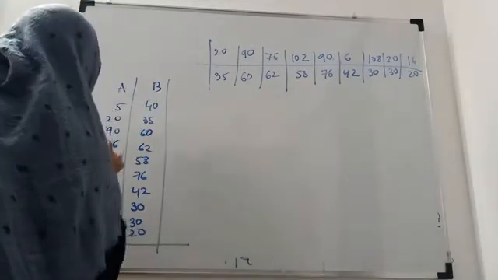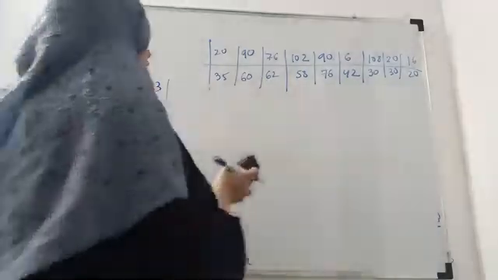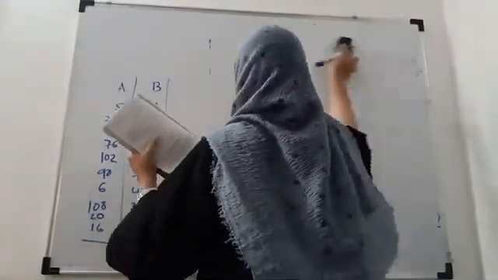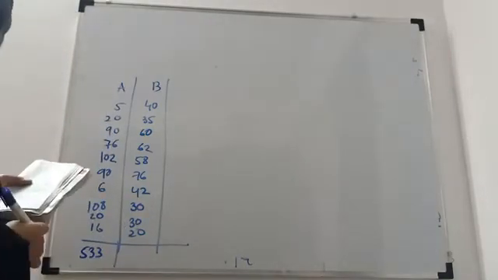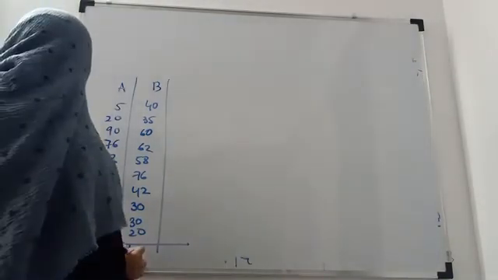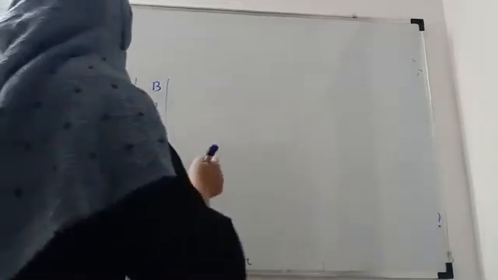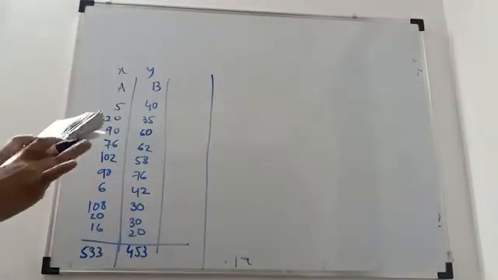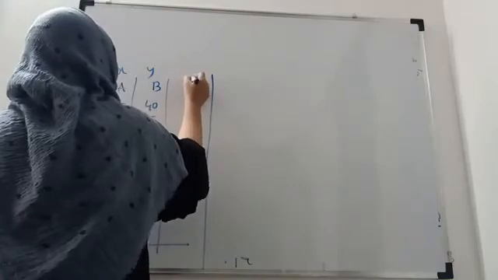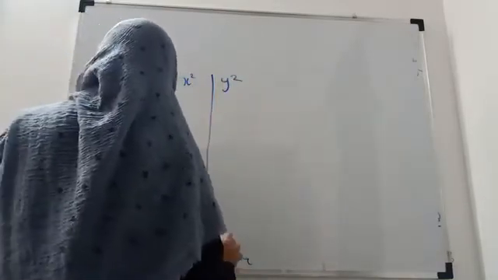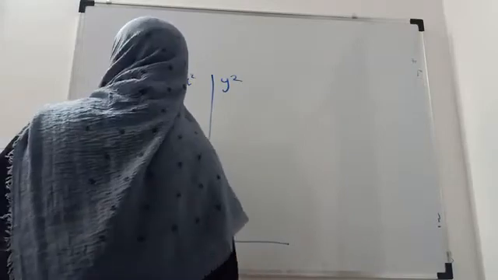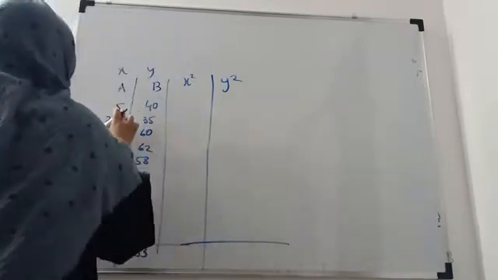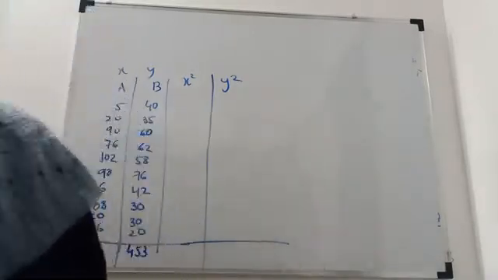Now we require the summation of these for finding the arithmetic mean. The summation of x is given as 533, and the summation of y is given as 453. Suppose this is your x, this is your y. Now we will need x square and y square and their summations as well. So for that we will take the square of each observation, and we will write it over here.